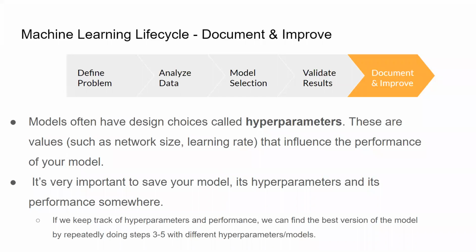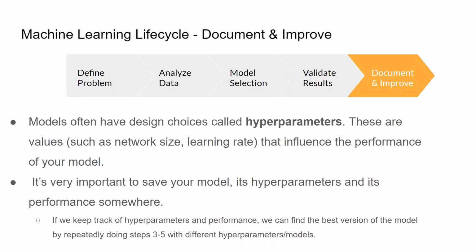Moving on, we're going to talk about the final step. And the final step is that you are going to document and improve. So now you've put your data into your model and validated the results. Now you have an accuracy value, right? Models often have design choices called hyperparameters. These range differently for different subfields. It's different for computer vision, NLP, reinforcement learning, traditional machine learning. But generally these hyperparameters have a strong influence on the performance of your model.